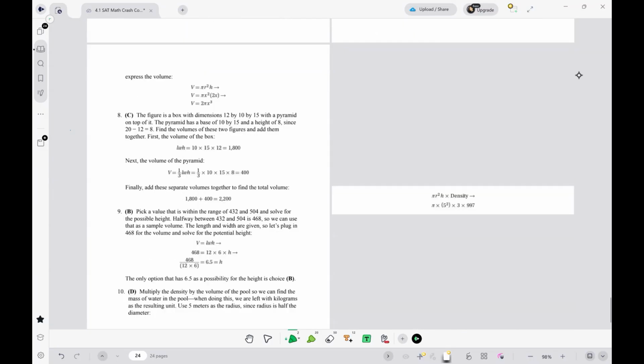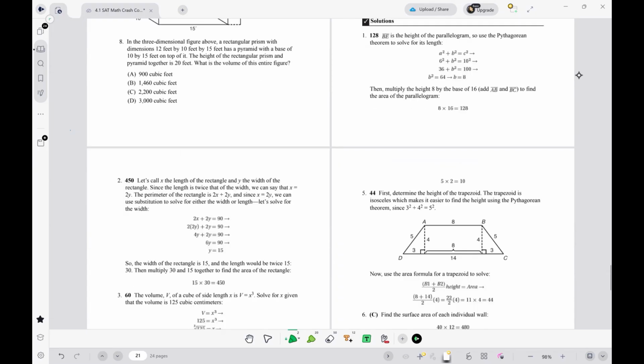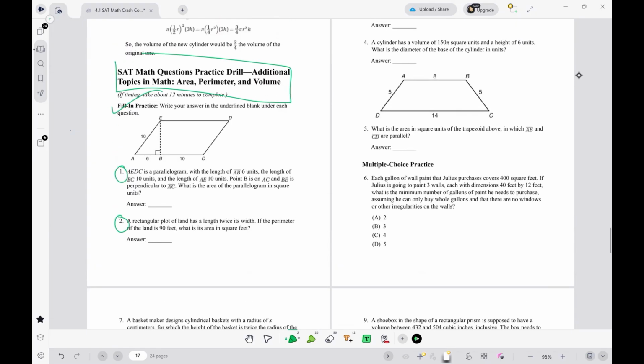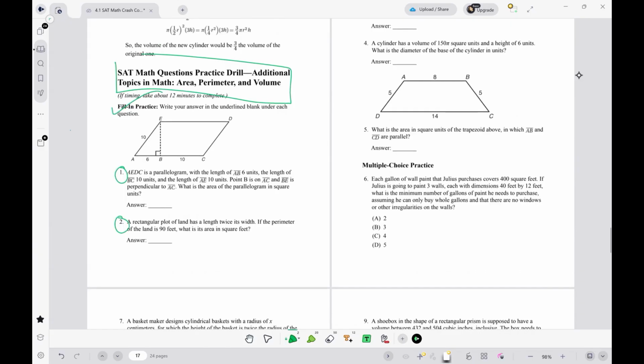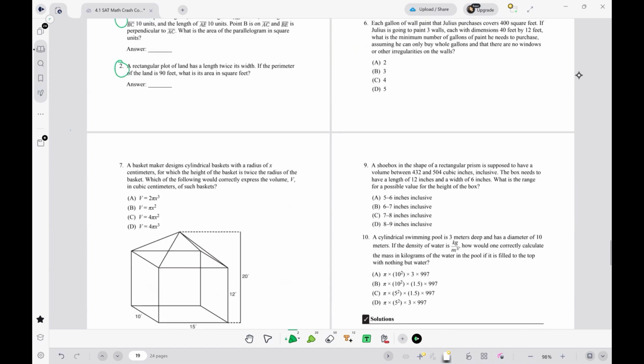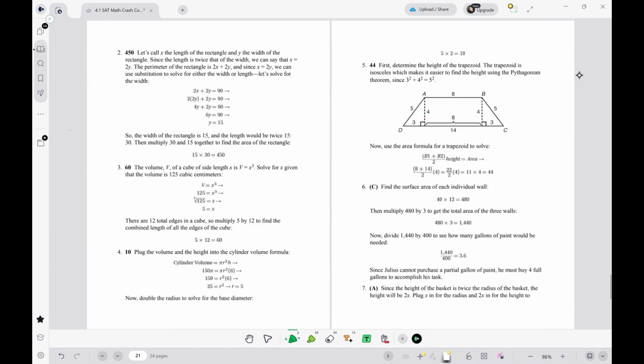Okay, so we have some 10 different problems, and some of them are multiple choice questions, and some of them are fill in the blanks problems. So you just need to solve these problems.